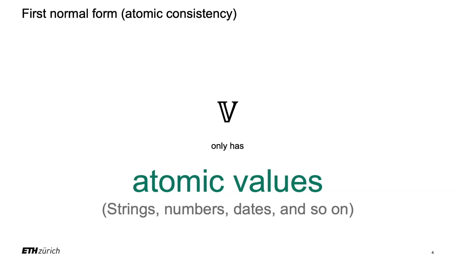So we looked into the first normal form. There are several of them. There's a second, a third, a fourth, a fifth, a sixth, the Boyce-Codd normal form, and so on.